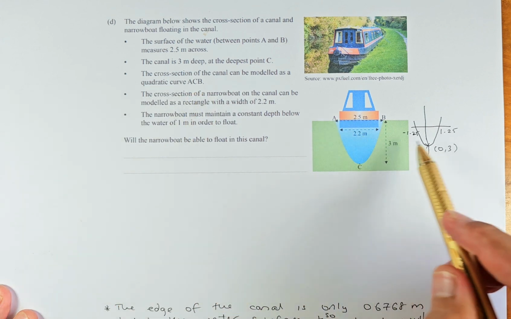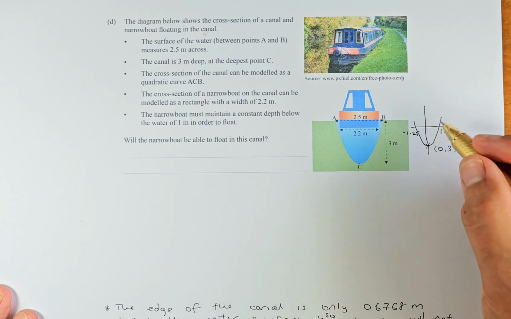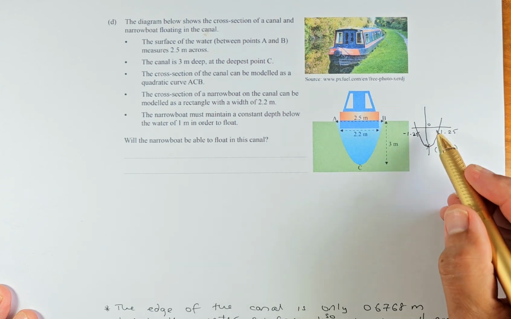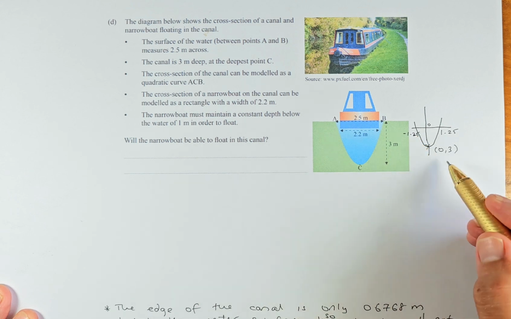So we're going to do ACB in this graph. Because it is 2.5 meters across, we're going to put 0 in the middle. So halfway from 0 is 1.25 and minus 1.25. And the depth is 3, because the canal is 3 meters deep.